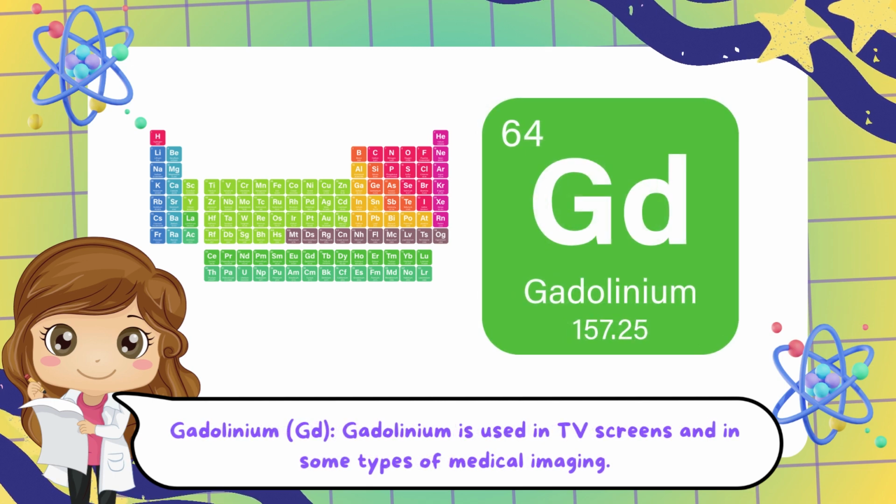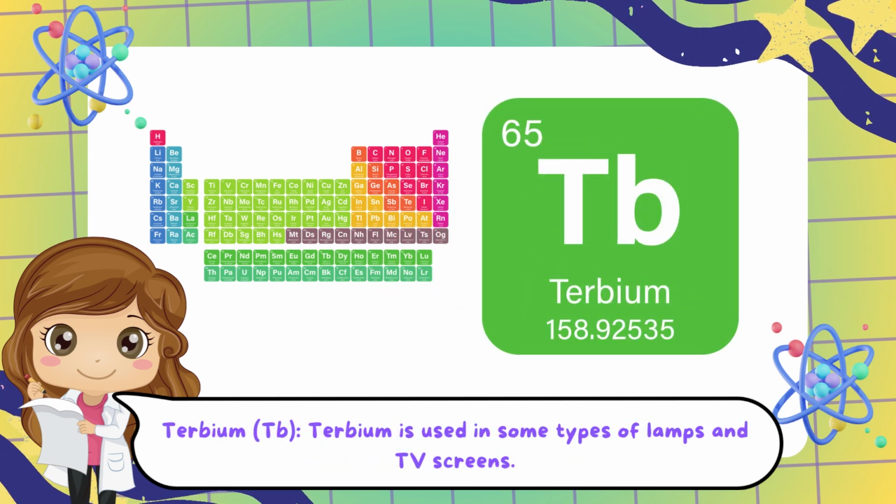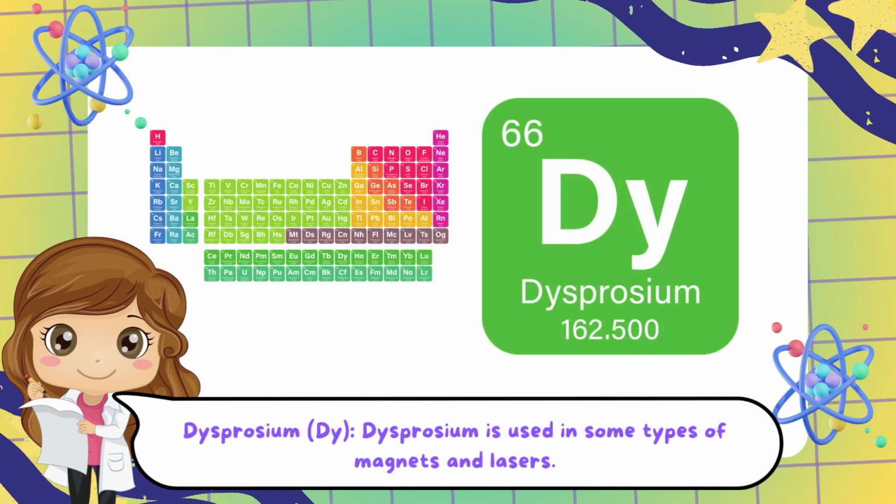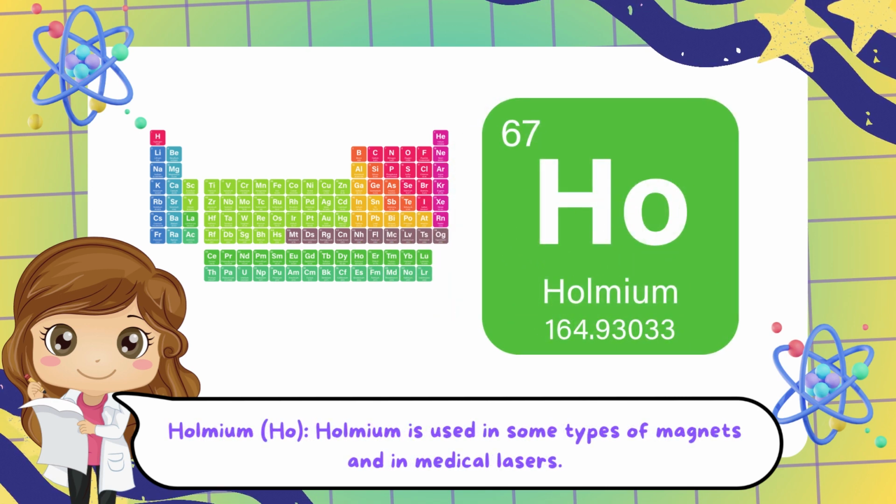Gadolinium, G-D. Gadolinium is used in TV screens and in some types of medical imaging. Terbium, T-B. Terbium is used in some types of lamps and TV screens. Dysprosium, D-Y. Dysprosium is used in some types of magnets and lasers. Holmium, H-O. Holmium is used in some types of magnets and in medical lasers.